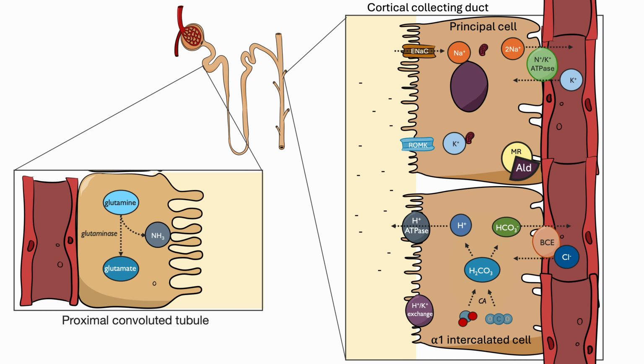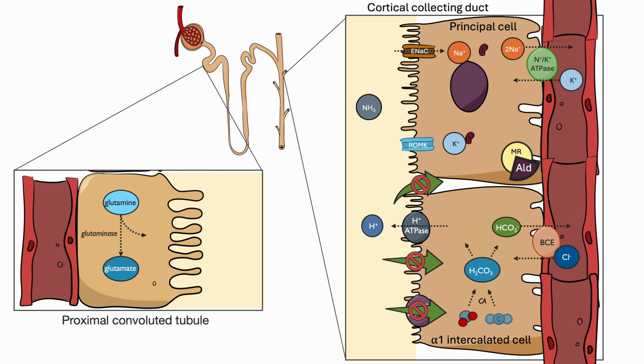5. Alpha-1 intercalated cell hydrogen ATPase activity and hydrogen secretion. 6. Impermeability of hydrogen efflux back into the cell and into the extracellular space. 7. The generation of ammonia and NH3 at the proximal convoluted tubule and ammonium trapping. Breakdown in any one of these processes may result in a non-anion gap metabolic acidosis, and more specifically, a distal renal tubular acidosis.